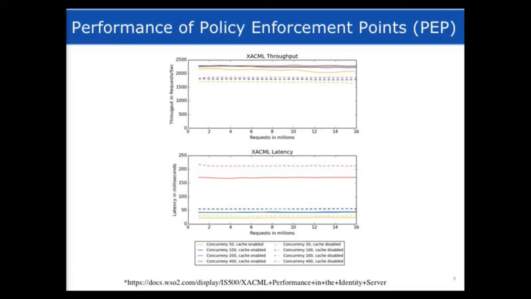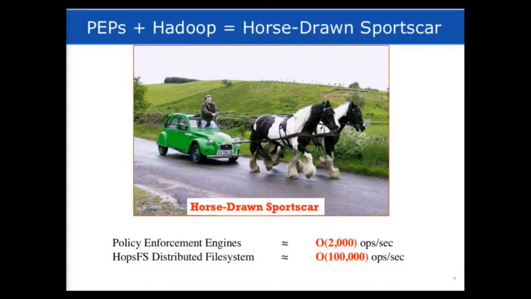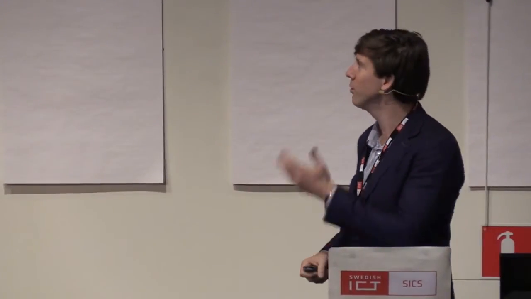Then we have this problem of performance. So if my policy enforcement engine is going to have dynamic roles or something like that, you're not really going to get more than a couple of thousand ops per second out of it. That's with caching. And that's a problem, right? Because Hadoop is fast. Our file system can handle 100,000 ops per second, but if our policy enforcement engine can only handle 2,000 ops per second, you can't hook one up to the other. They just don't work together. It's like drawing a sports car, pulling it with some horses that can't keep up.